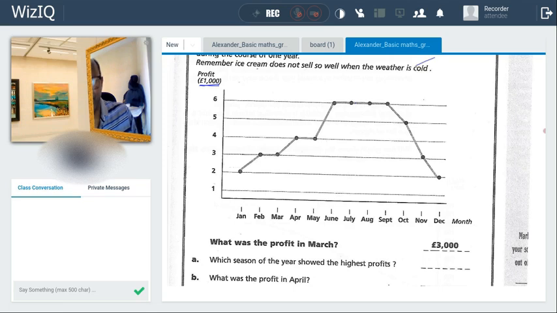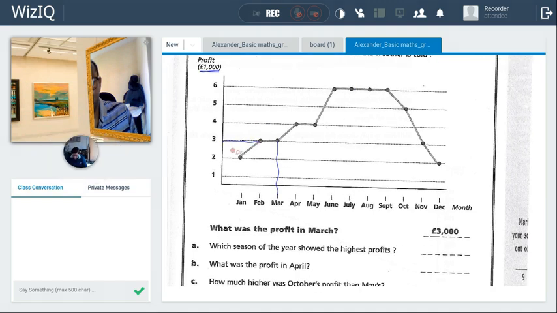Okay. So they want us to answer these questions. They have given us the first one. It says, what was the profit in March? So what we need is, this is March, and we just draw a line vertically to connect it to March. And then go to the y-axis, and we'll be able to read the profit. So the profit in March was £3,000. Okay, let's do the rest.